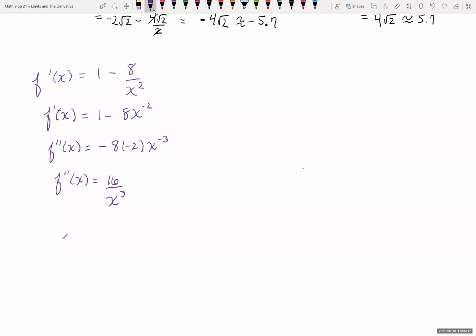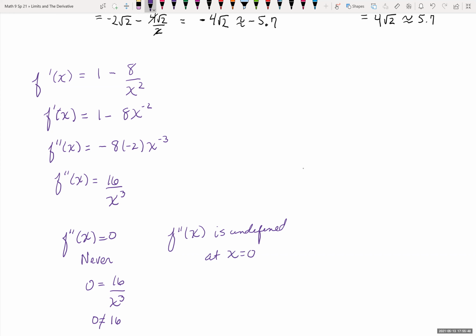We want to see when this is equal to 0. And it's never equal to 0. If you clear your fraction by multiplying both sides by x cubed, you get 0 equals 16, which doesn't work. But it's undefined at 0. And so it could be changing concavity on either side of that vertical asymptote that we had. And so again, we want to test our values.